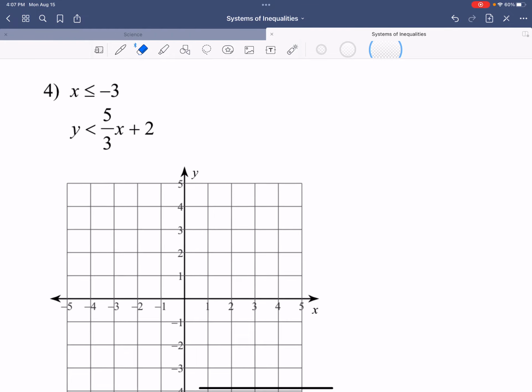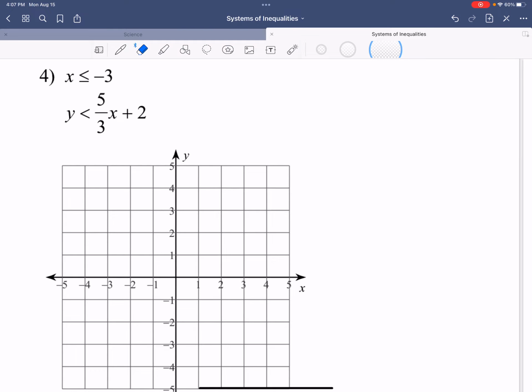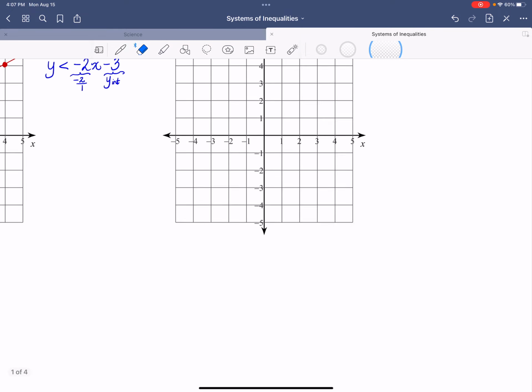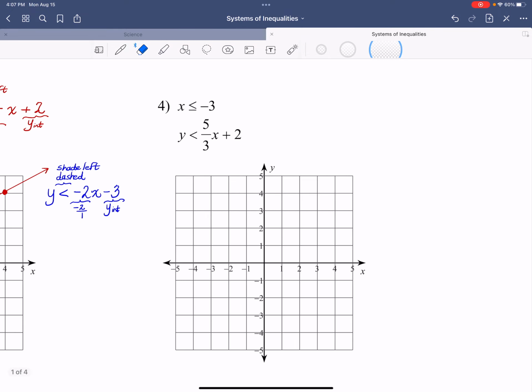Okay, number 4 has a little bit of a twist to it. It's still going to work. We can do it. Just be careful on it. The first thing you will notice is that the first inequality is not in y-intercept form or slope-intercept form.